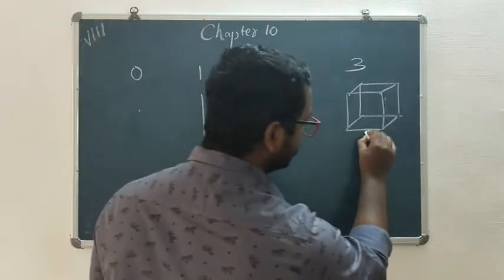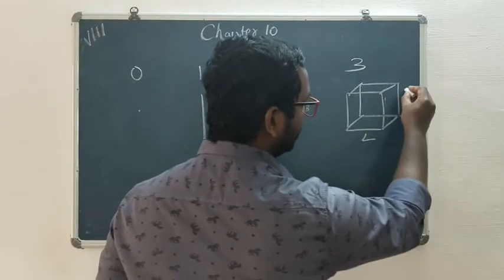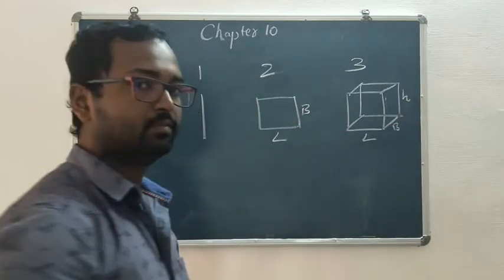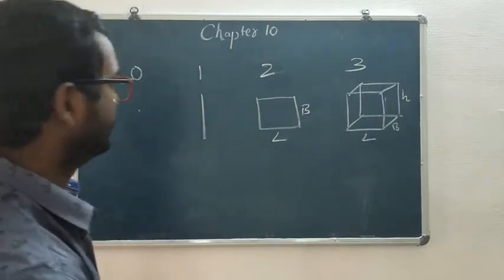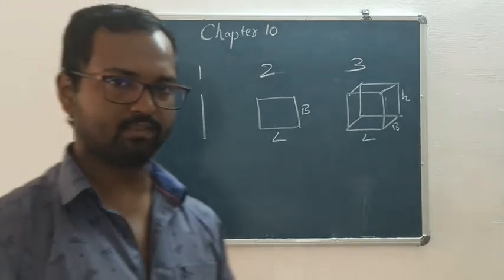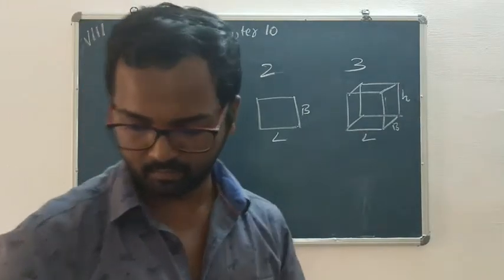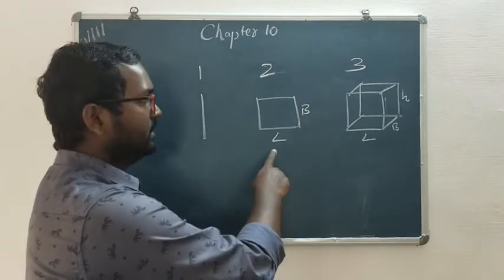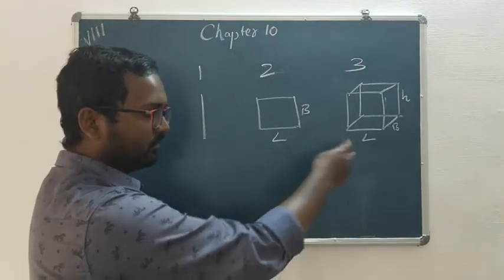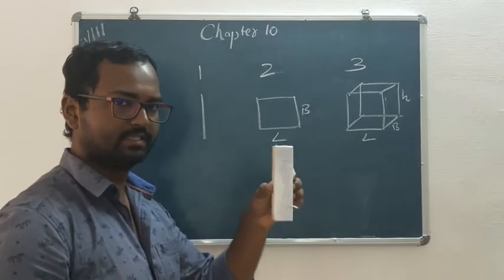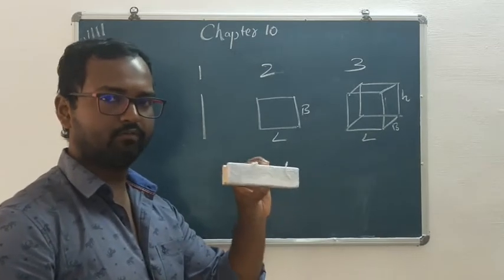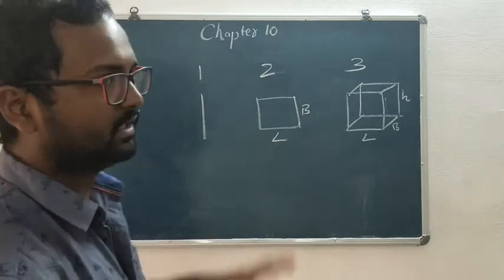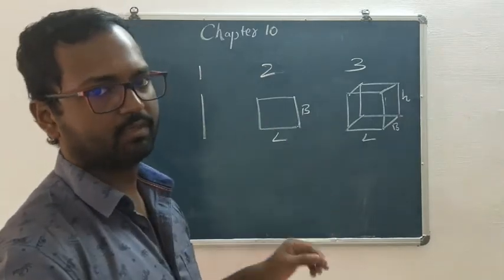So this is length, this is height and this is breadth. Length, breadth and height. Okay, so I hope you understood what dimensions are. Now most of the figures which we can draw on a paper are actually 2 dimensional. Whatever we see in our real life, like this duster, is a part of 3 dimension. And 1 dimension is basically a component of 2 dimension and 3 dimension.